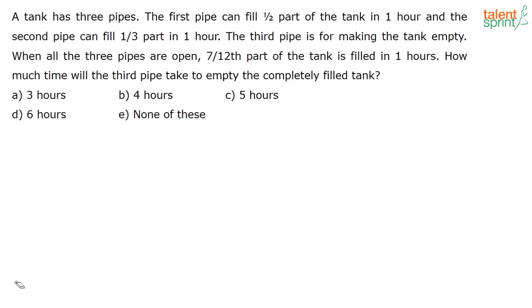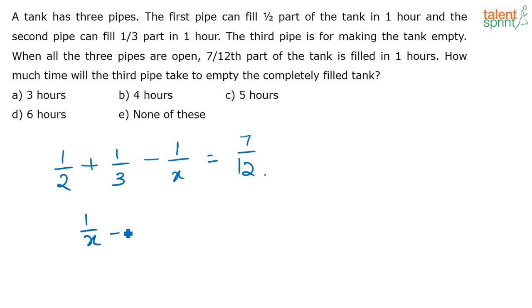First pipe is doing half of the tank in 1 hour, correct? So in 1 hour, if all the 3 pipes are open, what is happening? The first pipe will fill half of the tank, the second pipe will fill 1/3 of the tank, and the third pipe, what will it do? It is emptying the tank. So let us assume that it is emptying 1/x of the tank. Put together, when all the 3 taps are open, 7/12 of the tank is filled in an hour. You have to find the value of x, correct?